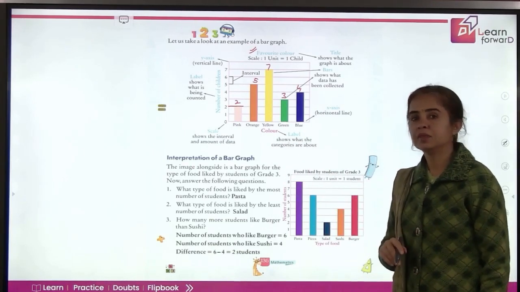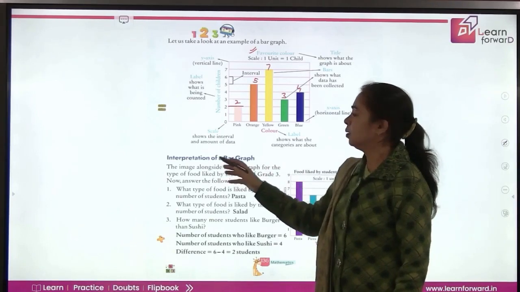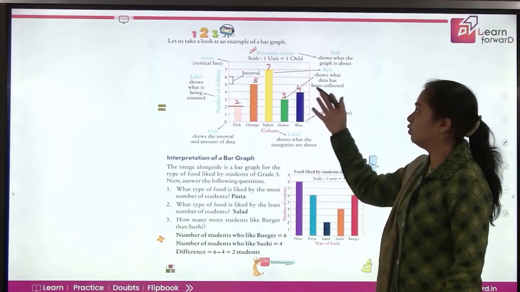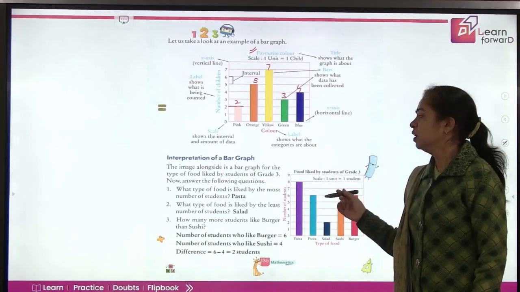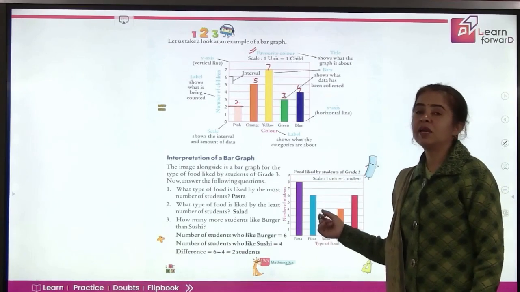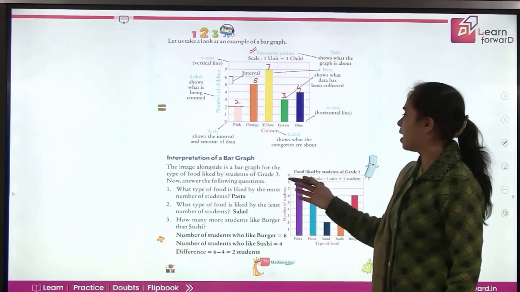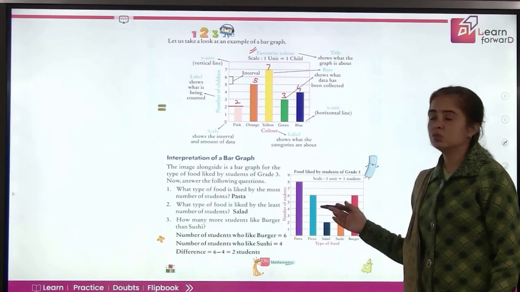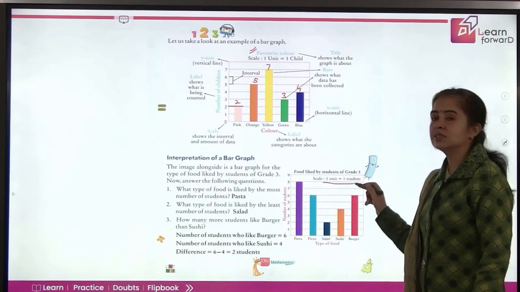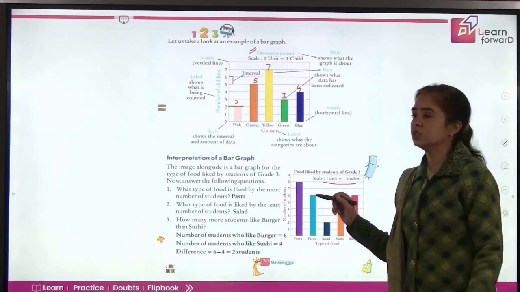Now interpretation of bar graph, this is how we read and we make the bar graph. You have some bar graph and then it is followed by some questions. Let's see this. The image alongside is a bar graph for type of food liked by students of grade 3, and this is the scale where 1 unit shows just 1 student.